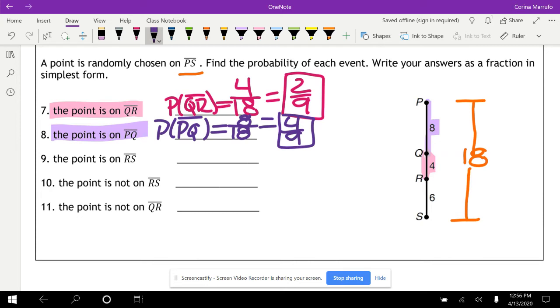All right, the next one is asking us for what is the probability of landing a point between R and S. So here's RS. RS is only 6 out of the 18 units. So, RS, sorry. It's going to be 6 over 18. And if we reduce that, that is going to give us 1/3.